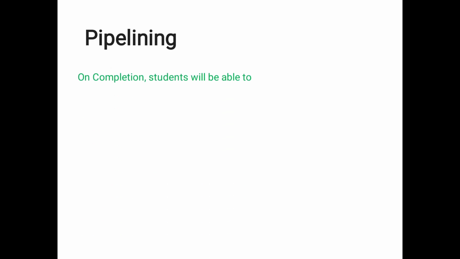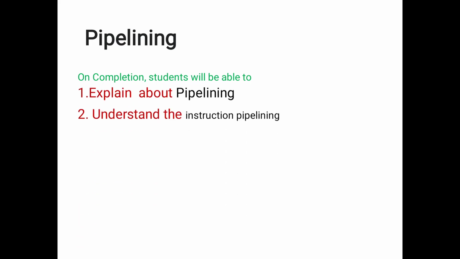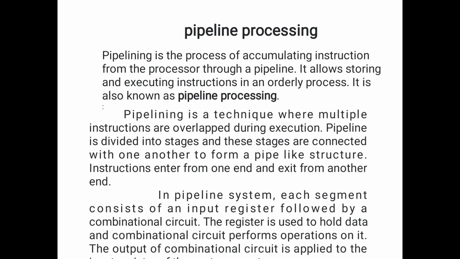What is pipelining? On completion of this topic, students will be able to explain pipelining and understand instruction pipelining. Pipelining process: pipelining is the process of accumulating instructions from the processor through a pipe. It also involves sorting and executing instructions in an orderly process. So it is called the pipelining process.